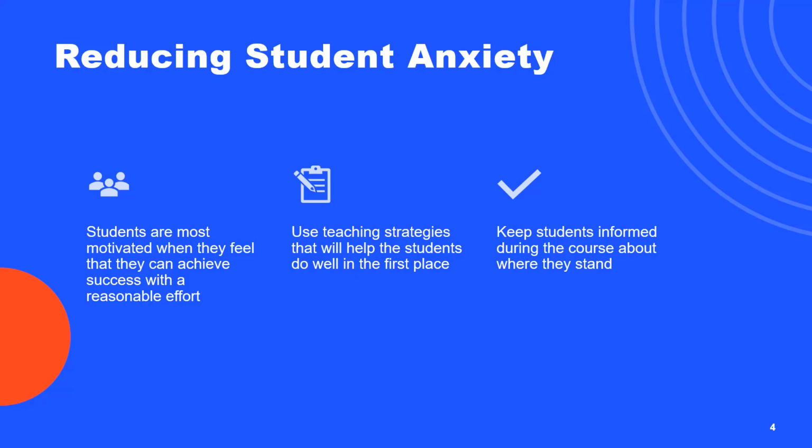And then the third way to reduce student anxiety is to keep students informed during the course about where they stand, which means for you as the instructor to keep up with grading. If the students understand where they are, they are very capable of calculating what they need to do to keep up and to maintain that grade. They just want to know where they stand. And so as the instructor, this is where we have the responsibility to be very good bookkeepers, if you will, making sure every grade has been done in a timely manner so that the student can monitor his or her own grades.